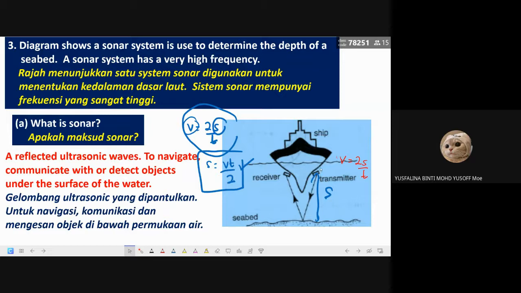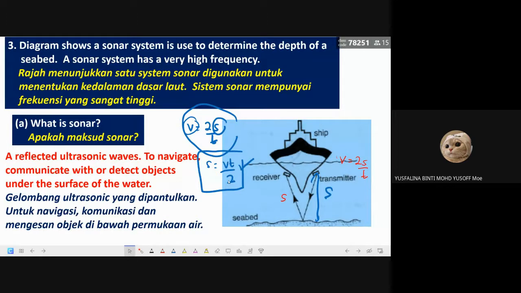Okay, starting from it transmit the ultrasonic wave, then it is received by the receiver here. So how long does it take? That is the time. What you need to find is actually the S here. Why do we divide by 2? Because you can see this is S and this is also S, right? So you need to find only one S. That's why later you have to divide by 2.